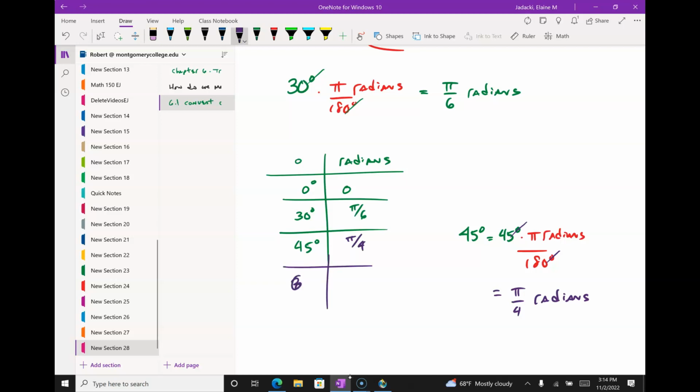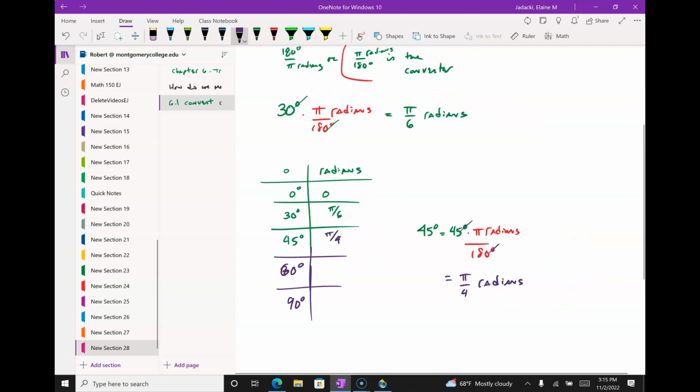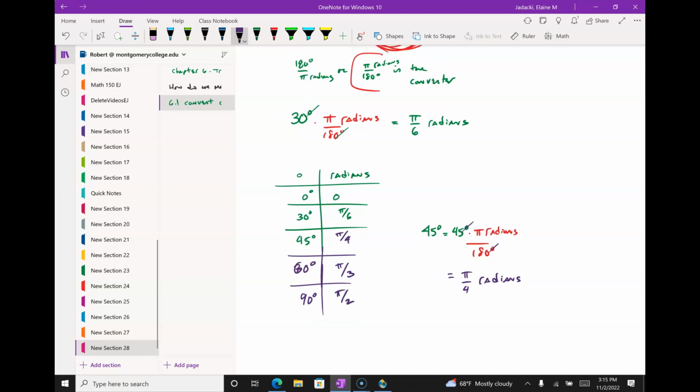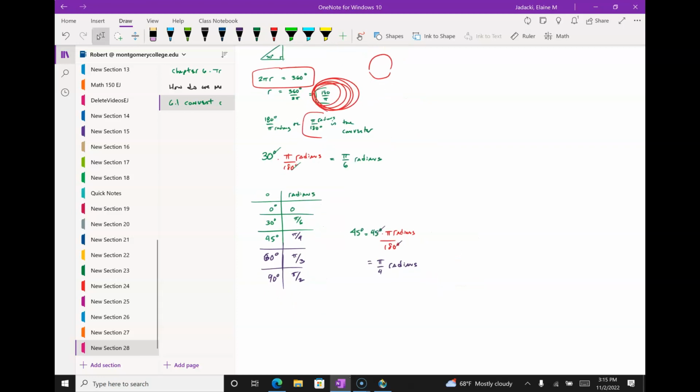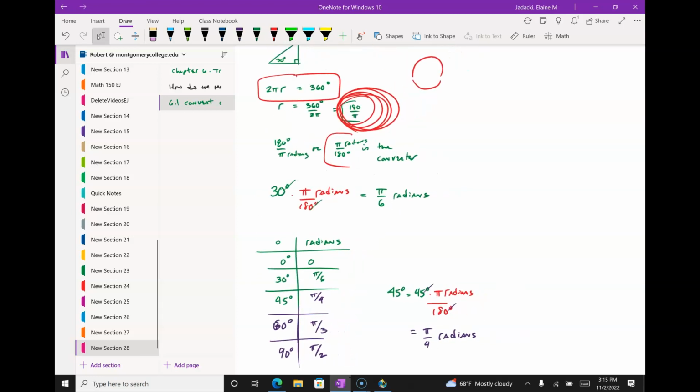The next one is 60, and then 90. So what's 60? Can you do it in your head yet? Pi over 3. And what's 90 degrees? Pi over what? Yes. This should be on your formula sheet. Of course, I'm going to ask you possibly to convert negative 240 degrees to radians.